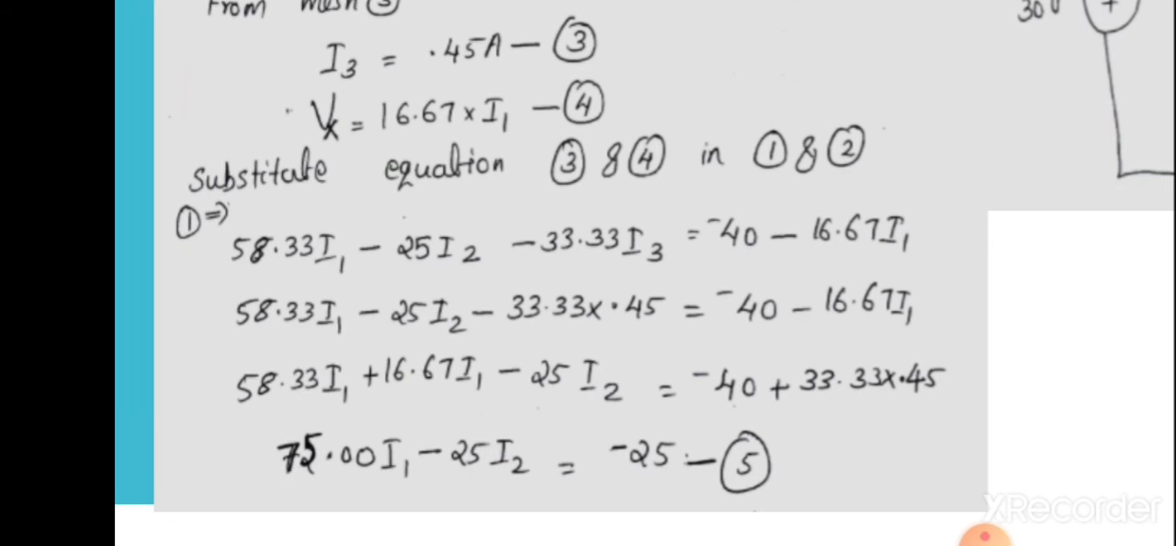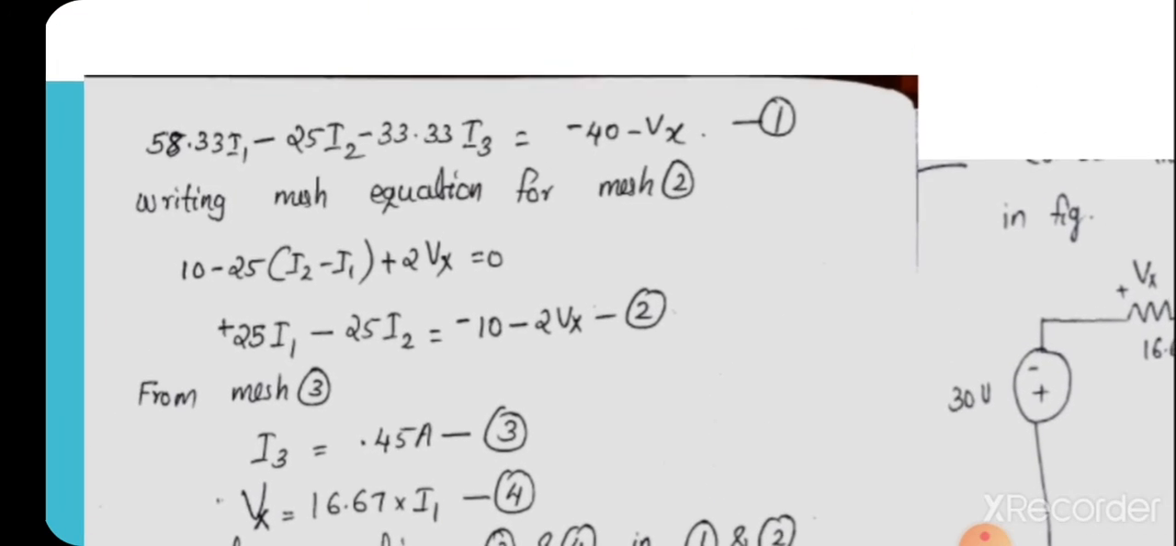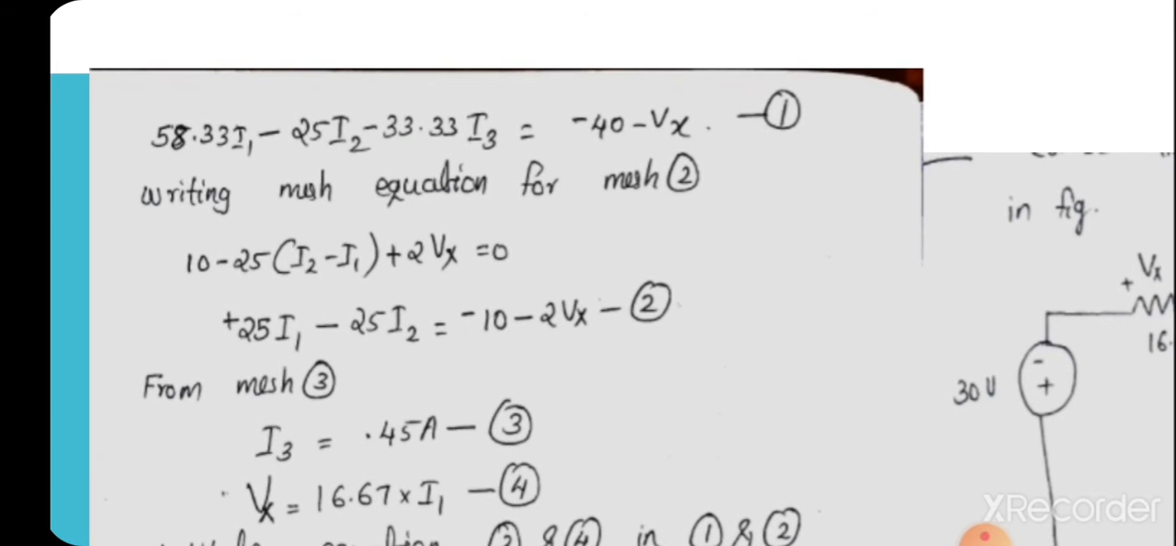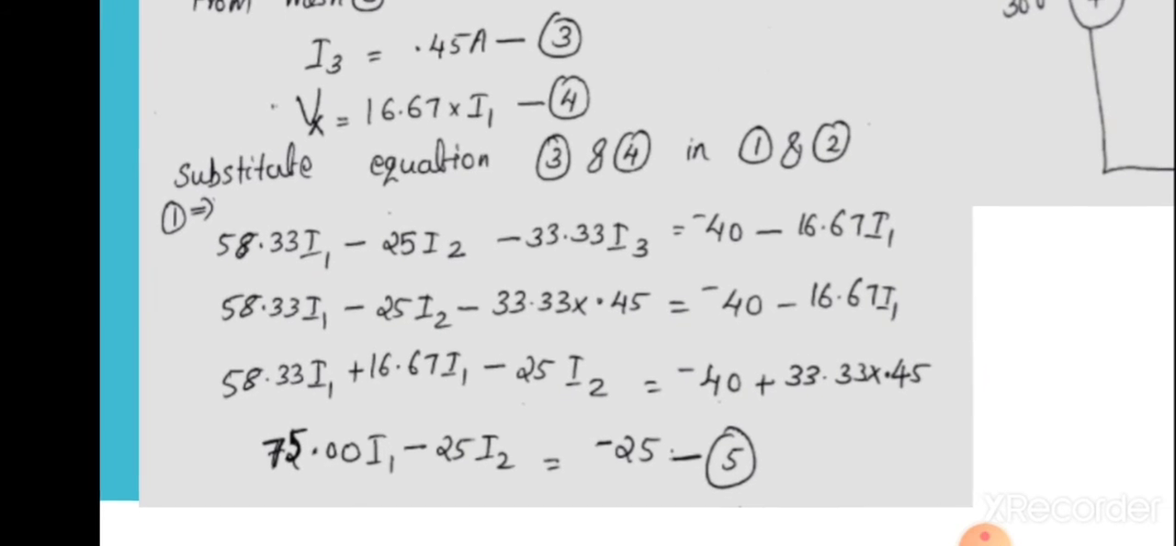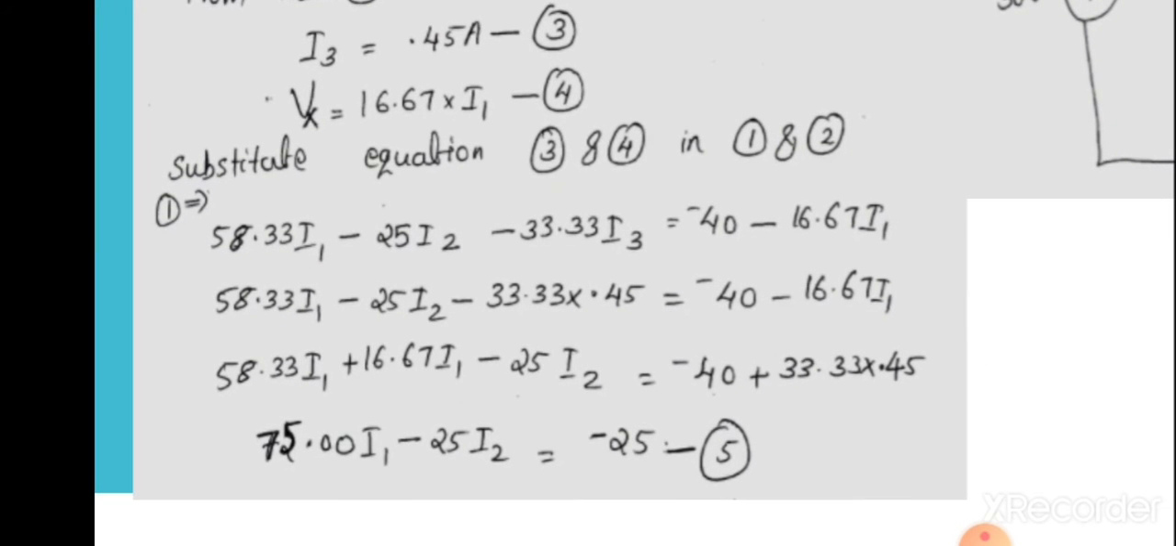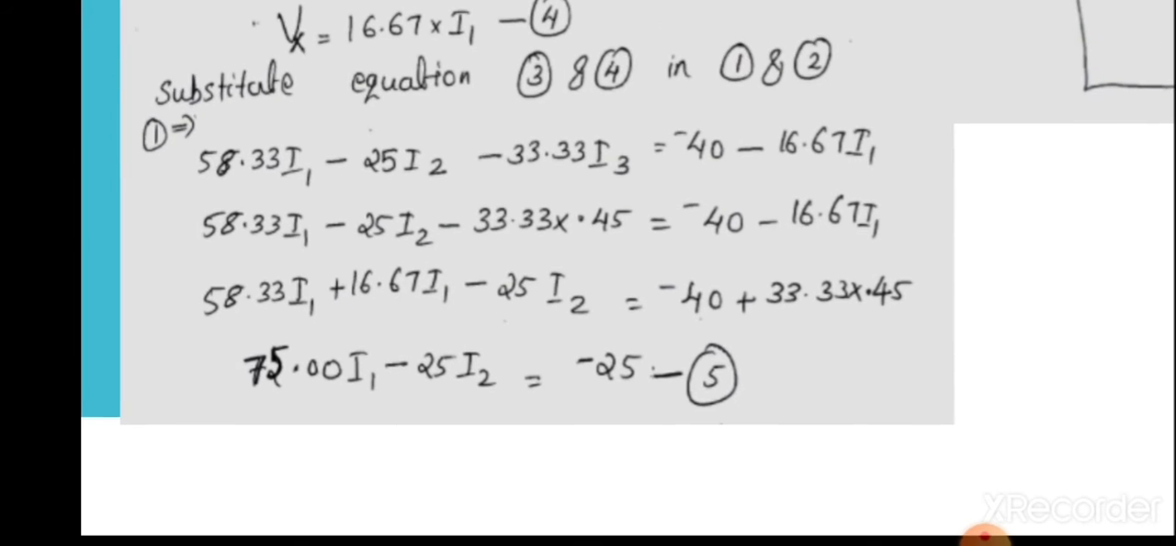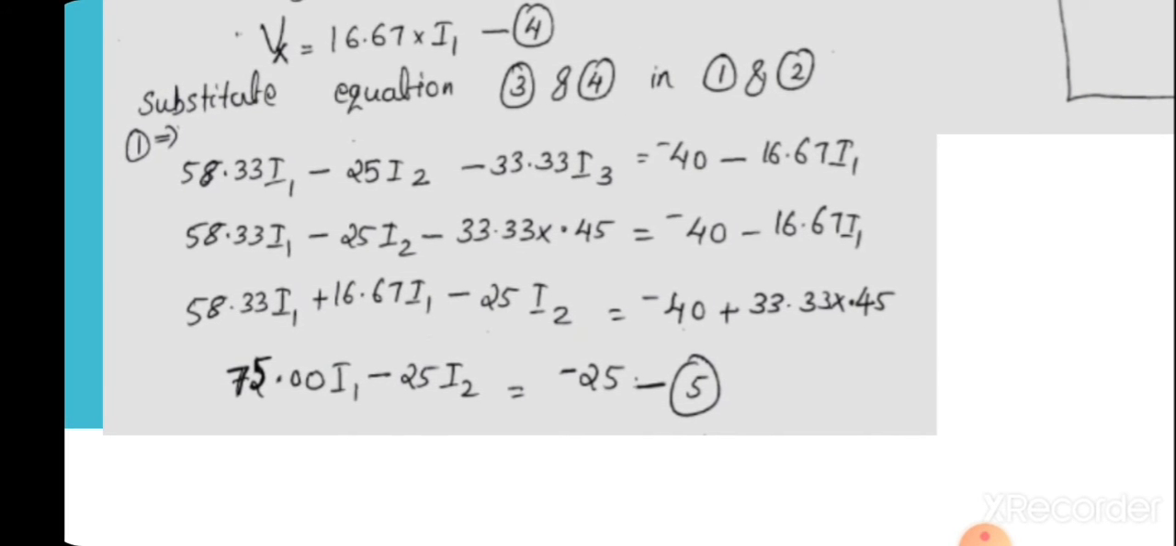So equations 3 and 4 can be substituted in equation 1. I3 and Vx can be substituted by equations 3 and 4. So we will get an equation like this: 58.33 I1 minus 25 I2 minus 33.33 I3 equal to minus 40 minus 16.67 I1. Rearranging the terms, we will get a final equation, that is 75 I1 minus 25 I2 equal to minus 25.